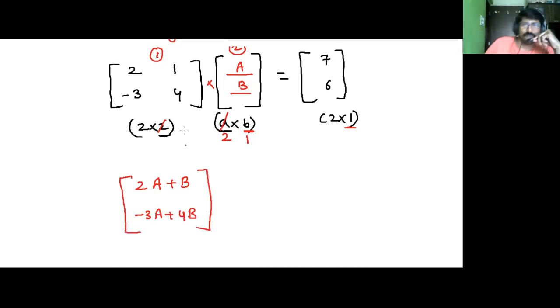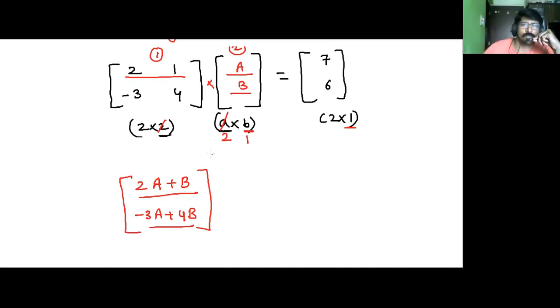So don't worry guys. When we multiply this 2 by 2 and 2 by 1 matrix, we're going to get 2 rows and 1 column, isn't it? So what is this? First row and first column. So choose first row and first column. So it will become 2 into A, 2A plus 1 into B, 1B. I hope you understood that. Perfect. Is it clear? Show thumbs up?